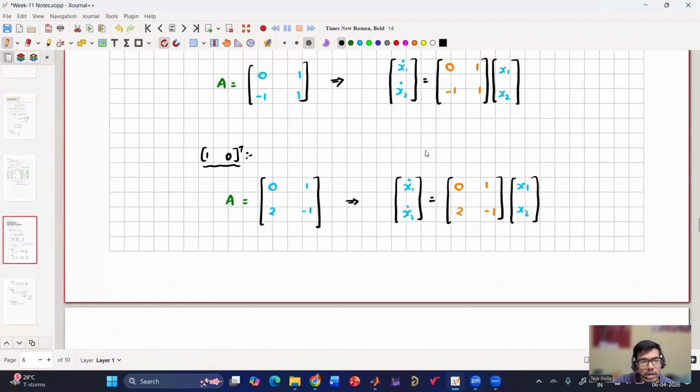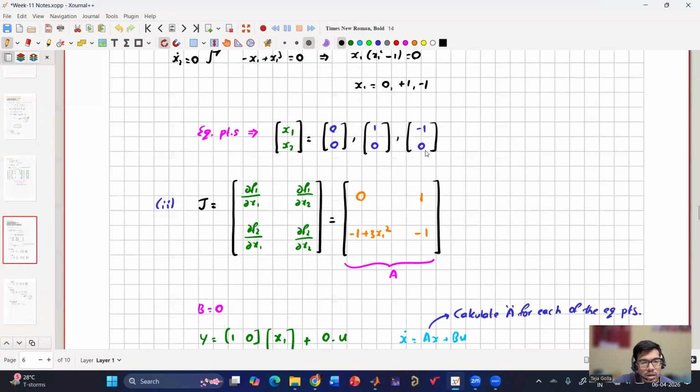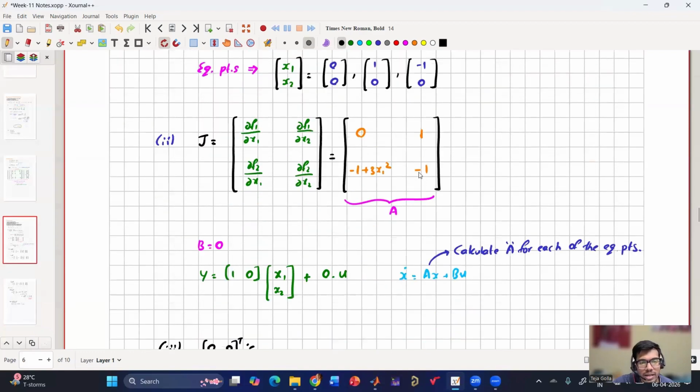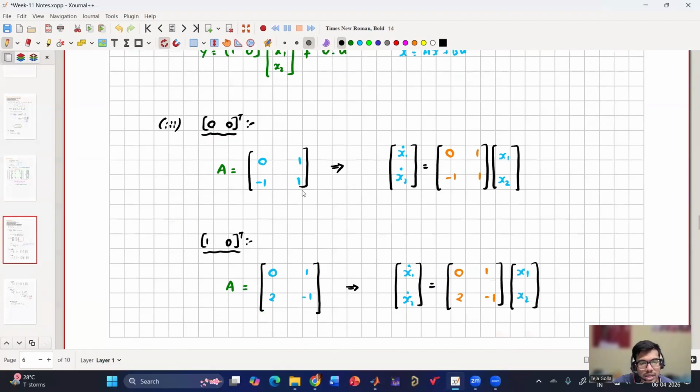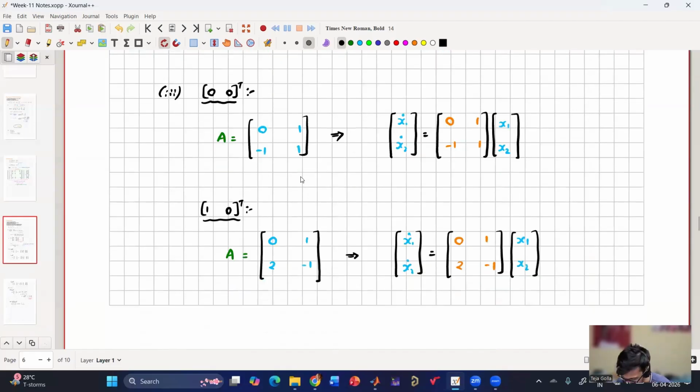I think I have made a mistake. Oh, this is minus 1. I think I have made a mistake. So this should be minus 1. So this is minus 1. Similarly, this will also be minus 1. The other things are fine.